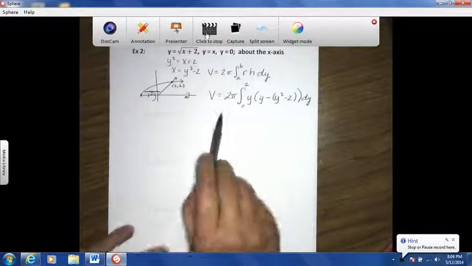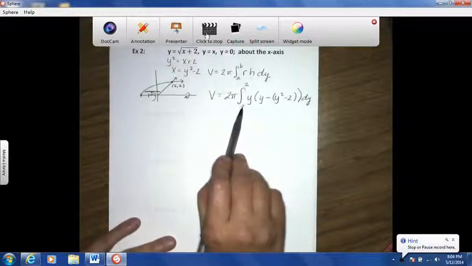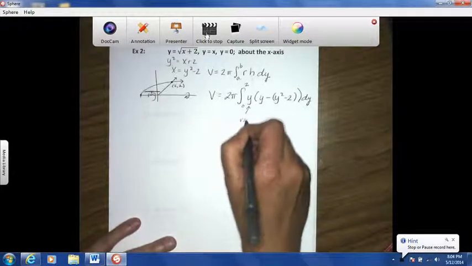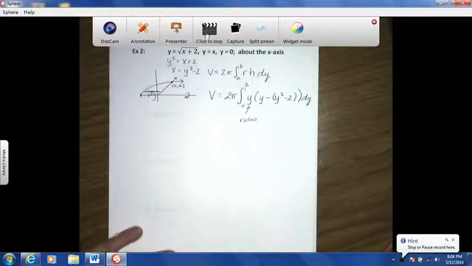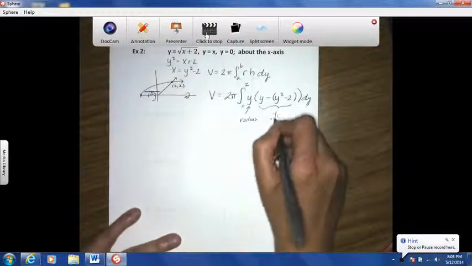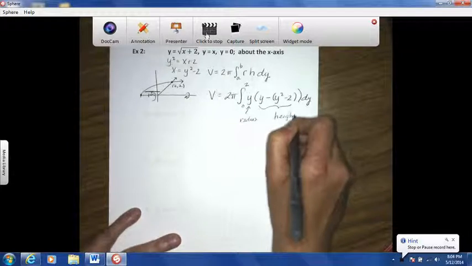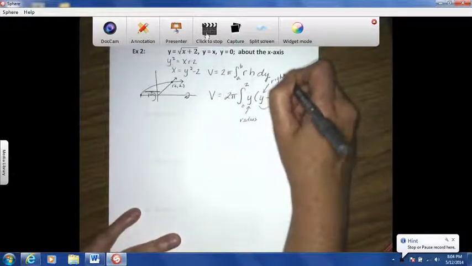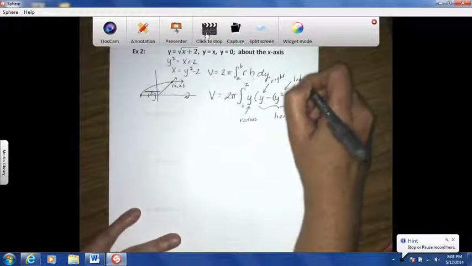So once again, 2 pi times the integral from 0 to 2. The y is going to be the radius, or the distance away from the axis of rotation. The height of the rectangle is going to be found by taking the right side minus the left side.